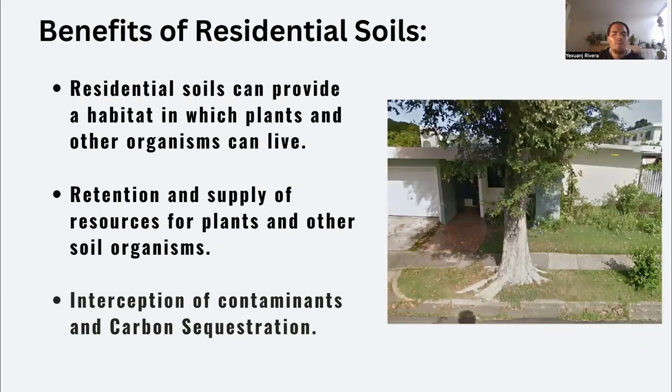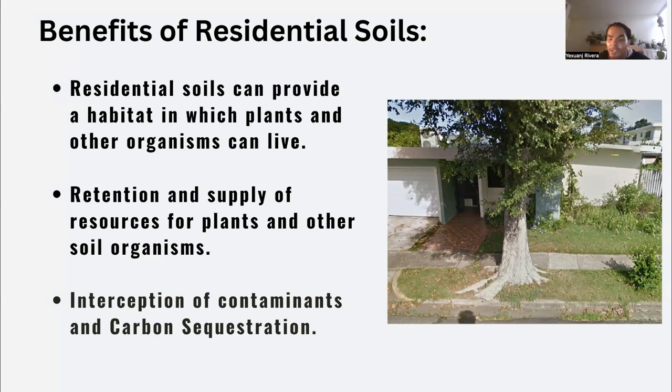So now let's talk about some of the benefits of residential soils. For the most part, residential soils can provide habitat in which plants and other organisms can live. They also help with the retention and supply of resources for plants and other soil organisms. Additionally, it also helps with the interception of contaminants and carbon sequestration.